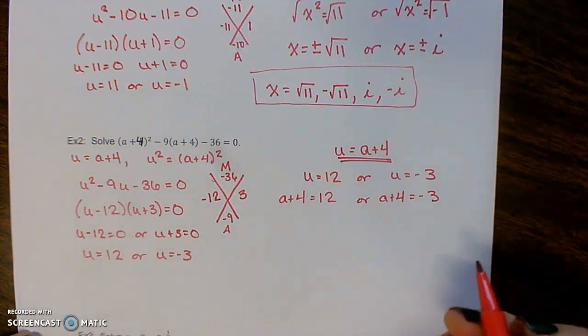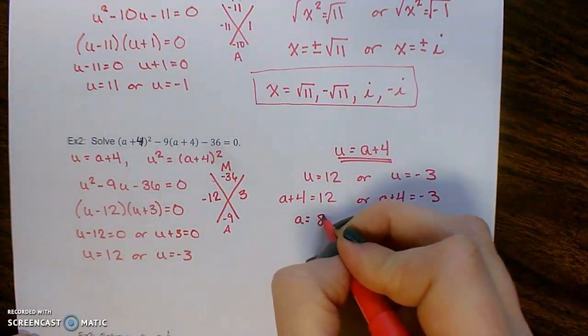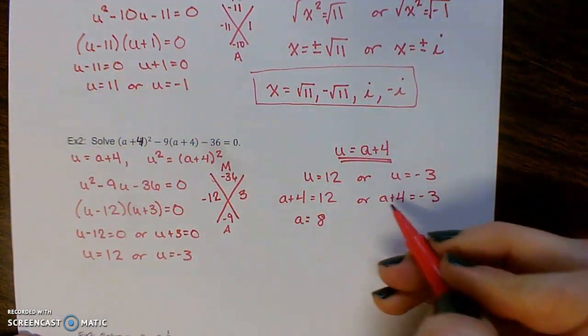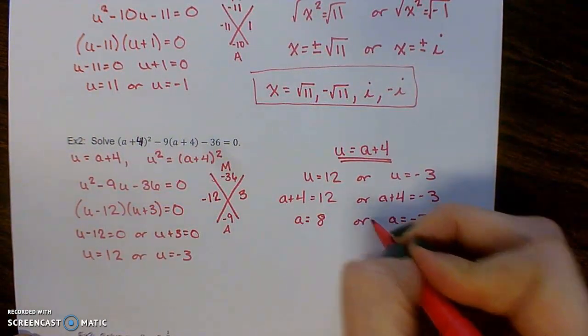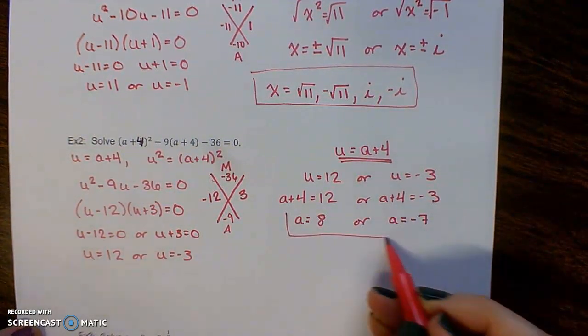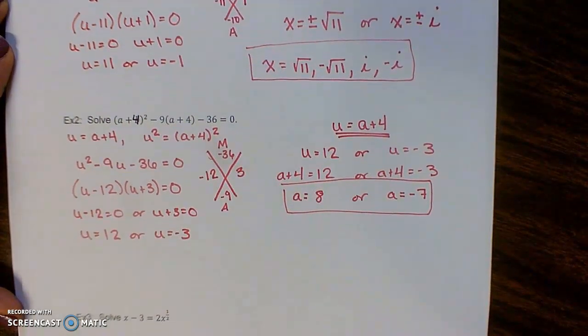And now I can solve that for a. Subtract 4 from both sides. You get a is equal to 8. Here, subtract 4 from both sides. Or a is equal to negative 7. In this case, I only got two solutions to the original equation. All right, let's try one more example.